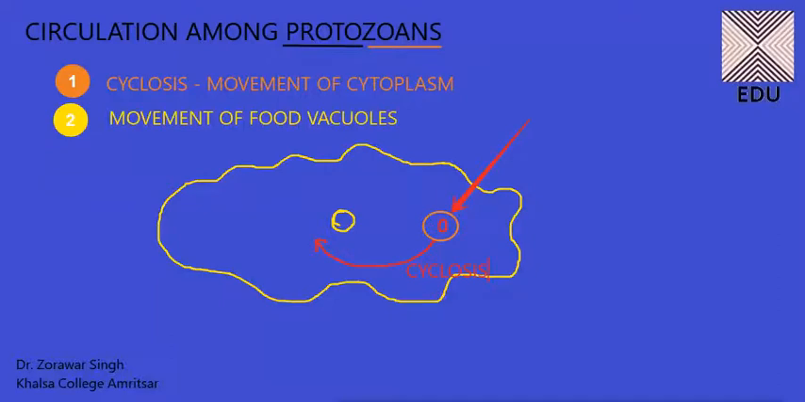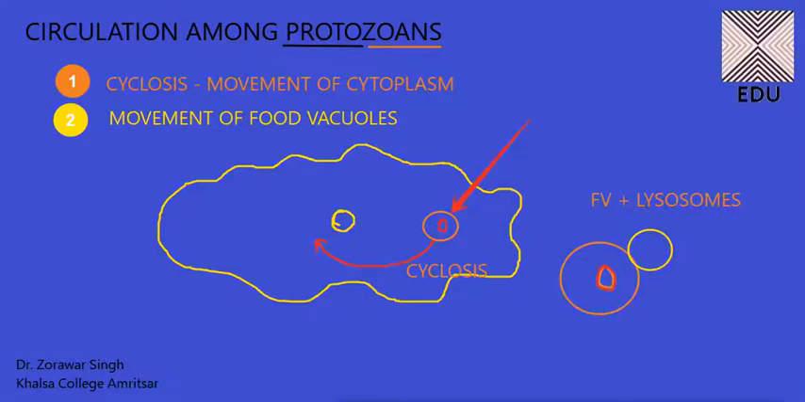When this food vacuole moves inside the body of the amoeba, lysosomes attach to it. So the food vacuoles are attacked by lysosomes. Actually, lysosomes contain the digestive enzymes. Suppose this is a food vacuole containing food, which we are making a red colored food. A lysosome comes and attaches itself to the food vacuole.